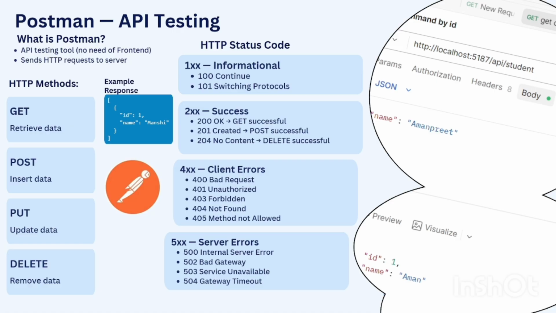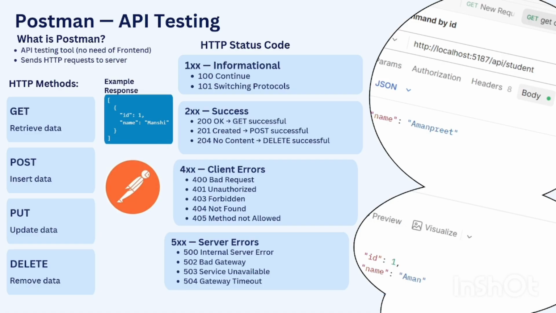If it starts with 4, then it's a client-side error. It can be bad request, method not allowed, not found, unauthorized, and so on. If it starts with 5, then it is a server error such as internal server error, service unavailable, or gateway timeout.